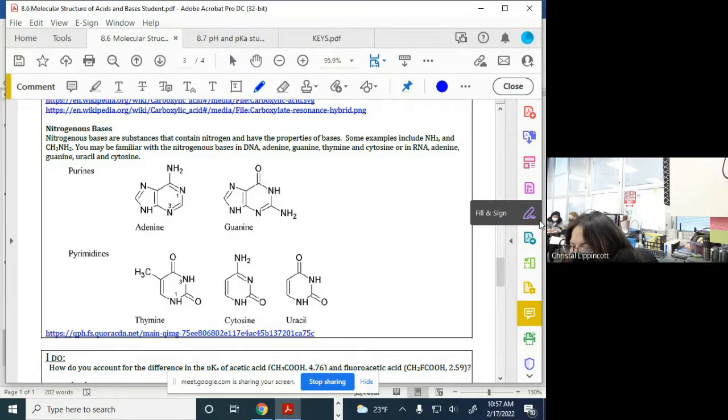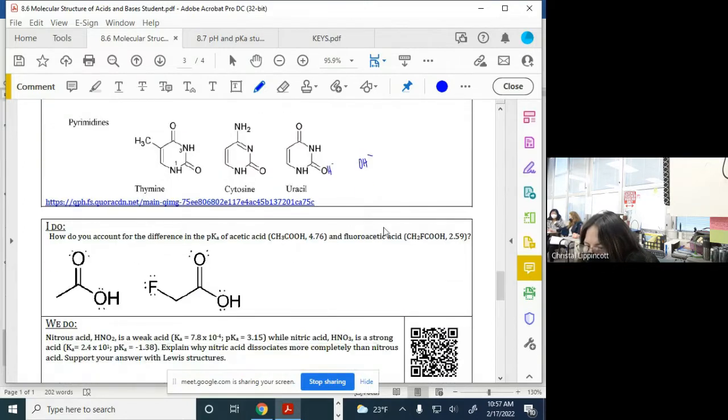So they're going to grab on to an H here. I believe that's what happens with these. They grab on here, and then that leaves an OH behind. And so that's why they're bases.